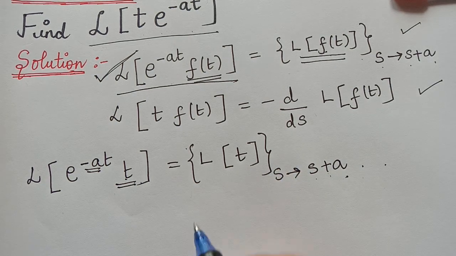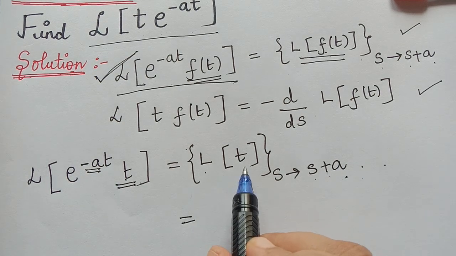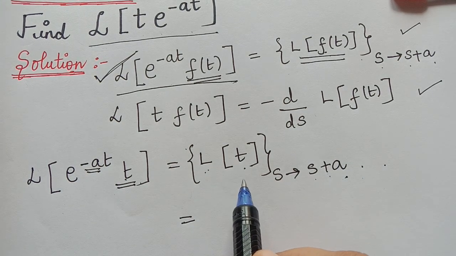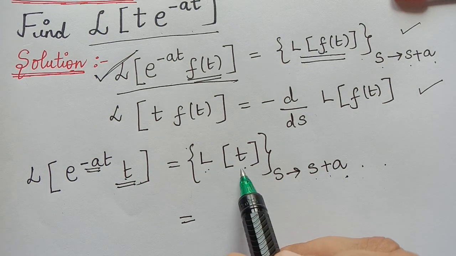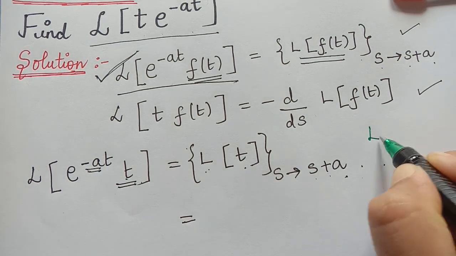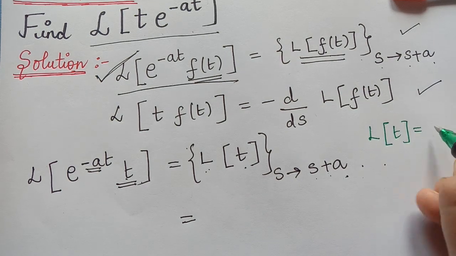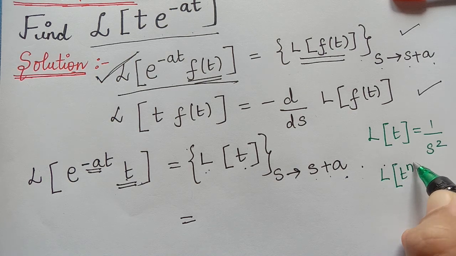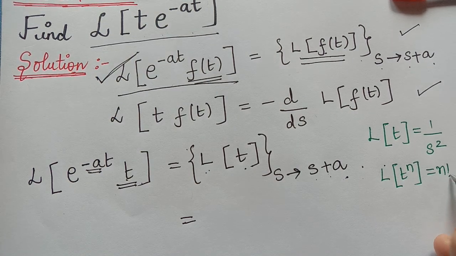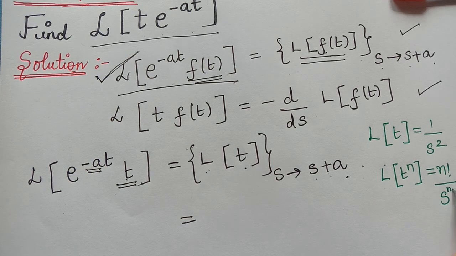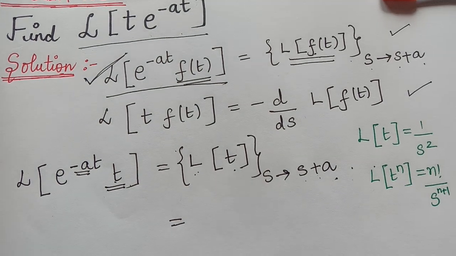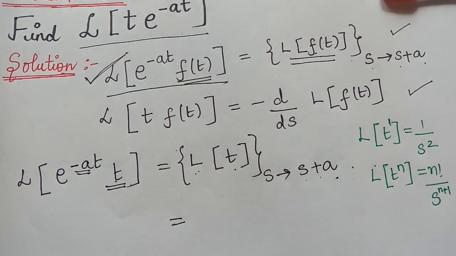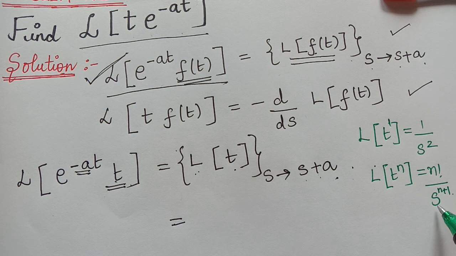So we will proceed further. Laplace transform of t. What is this? By the results we know that the Laplace transform of t is equal to 1 by s square. This is because we have used the formula Laplace transform of t to the power n is equal to n factorial by s to the power n plus 1. In place of n we have 1, so we have 1 factorial by s to the power 1 plus 1. So it will be s square, so 1 divided by s square.